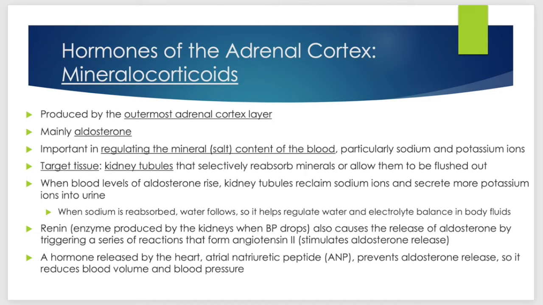There's renin, which is an enzyme produced by your kidneys when your blood pressure falls. That's also going to cause the release of aldosterone by causing a chain of reactions that will form something called angiotensin 2, and then that's going to trigger aldosterone to be released. There's also ANP, which is called atrial natriuretic peptide, and that's released by your heart. That's going to prevent the release of aldosterone, so it's going to actually reduce blood volume and blood pressure, so it works in opposite of that.